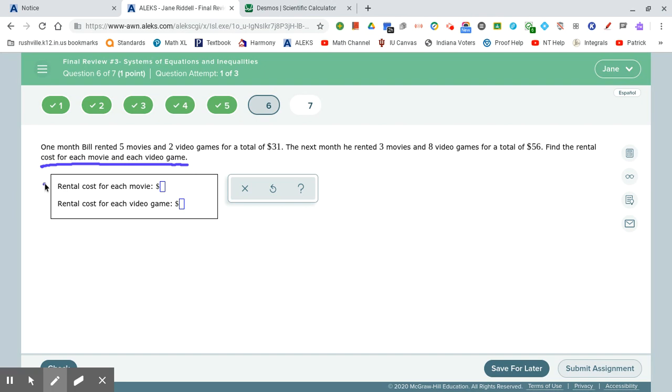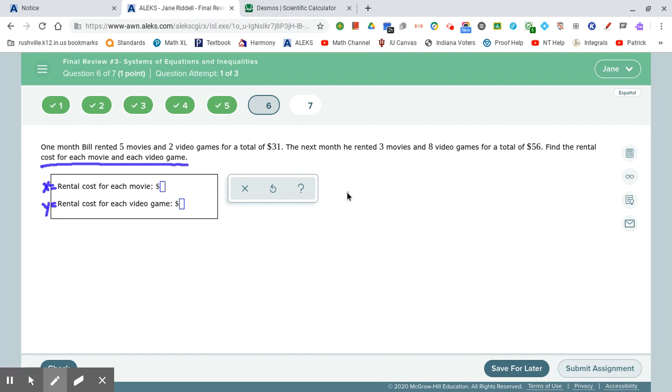So I'm going to go ahead and let X represent the rental cost for the movie. I'm going to let Y represent the rental cost for the video game. If you wanted to use M and V, you could do that as well. I'm just going to go for the standard X and Y. So my first one comes from the first month, his first bill.